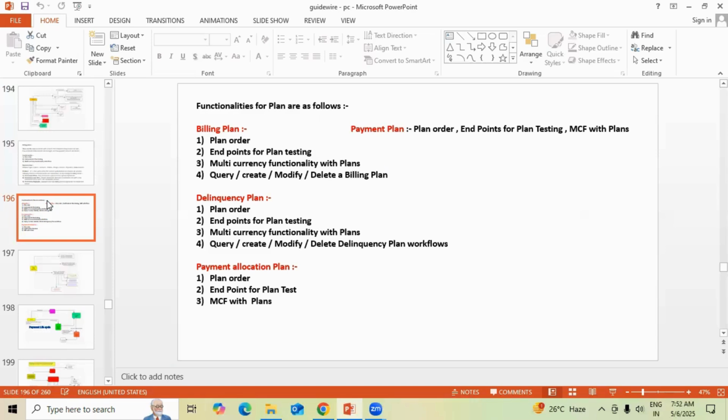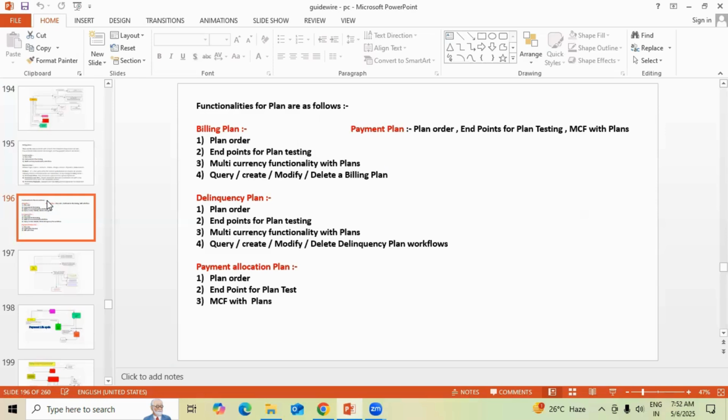So based on the information that we have sent, these delinquency plans are involved, right? Because there is some additional amount which will be charged on the premium due to the delay or something, right? So there are possibilities where, when it comes to the workflow process of the delinquency plans, it is required for us to do some query, or if you want to create or modify or delete any kind of plan workflows, everything will be part of delinquency plans.